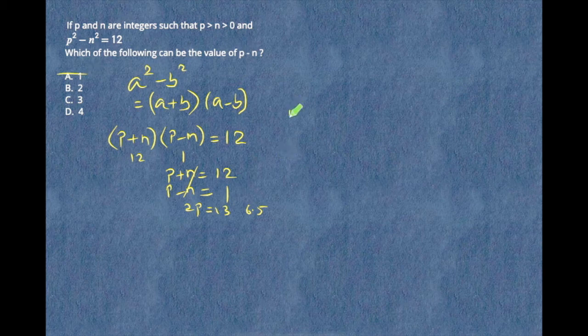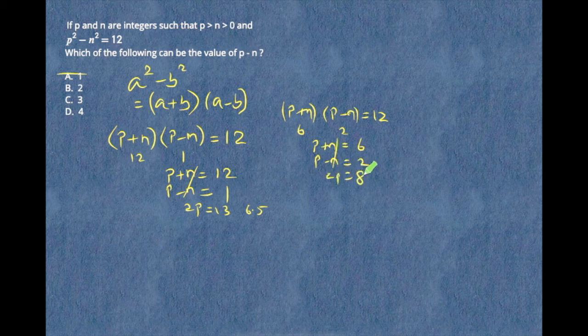If p plus n times p minus n equals 12, and if p minus n is 2, then p plus n should be 6. That's how we get 6 times 2 equals 12. Now again we use the same concept. p plus n equals 6, p minus n equals 2. Then we add these two. 2p equals 8, p equals 4. If p equals 4, then n will be equal to 2.